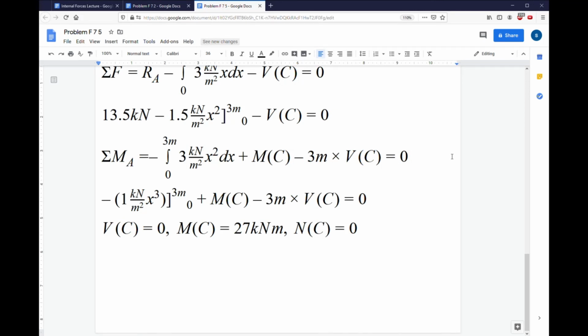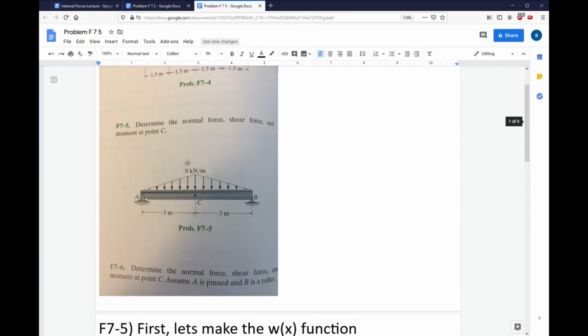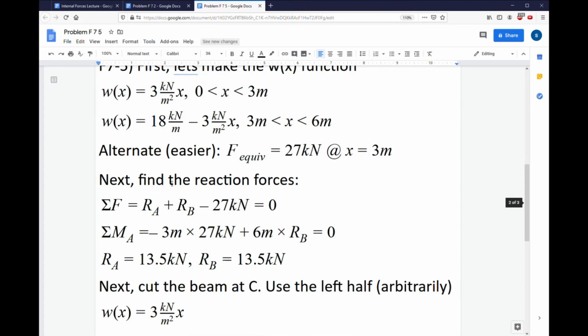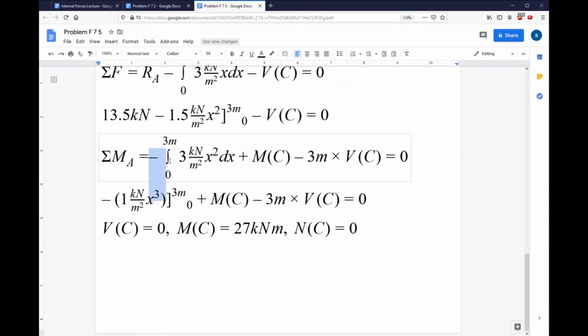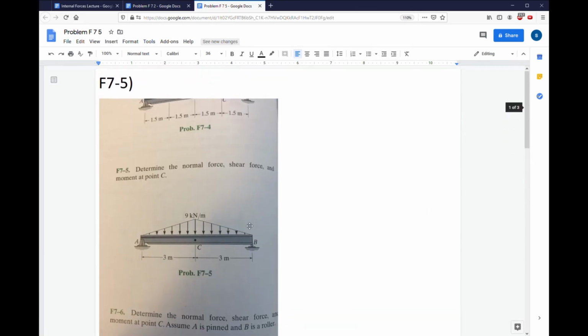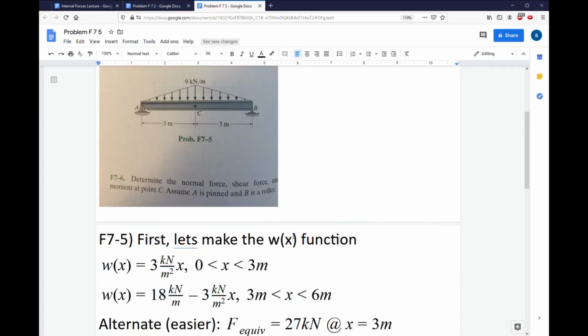Apologies for the jump. I realized that I had made a slight mistake. On this segment, this distributed force about point A will create a clockwise rotation, which means the moment here should have been negative. So negative moment there, which would make the internal moment at C a positive 27 kilonewton meters. And once again, there are no forces in the x direction, so the internal normal force is 0.